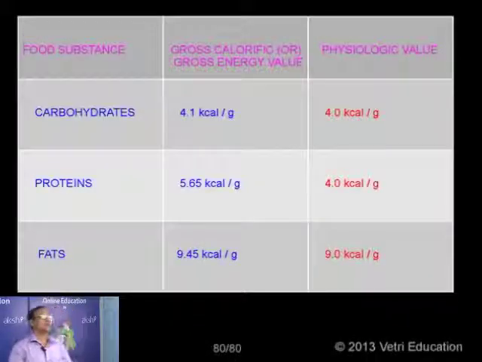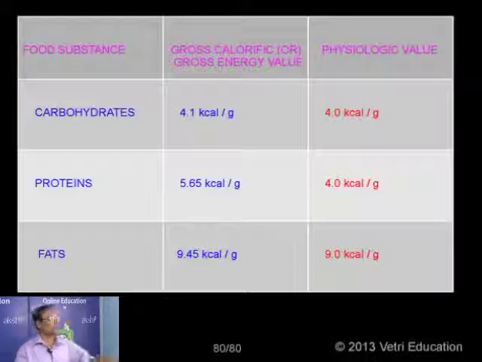Now we will compare the gross energy value, or gross calorific value, with the physiologic value for 3 different types of substances. If you take carbohydrates, combusted outside the body, we get 4.1 kilocalories per gram. The same in our body gives only 4 kilocalories. Again for proteins, in the metallic chamber we get 5.65 kilocalories per gram of protein. There it is only 4. This is the actual value liberated inside our body.